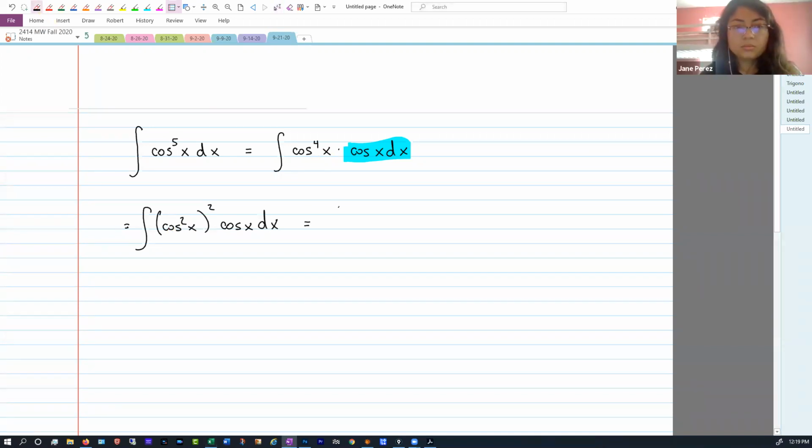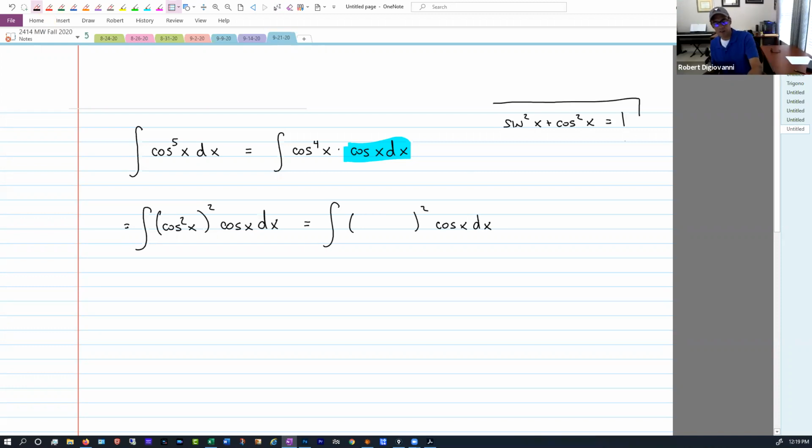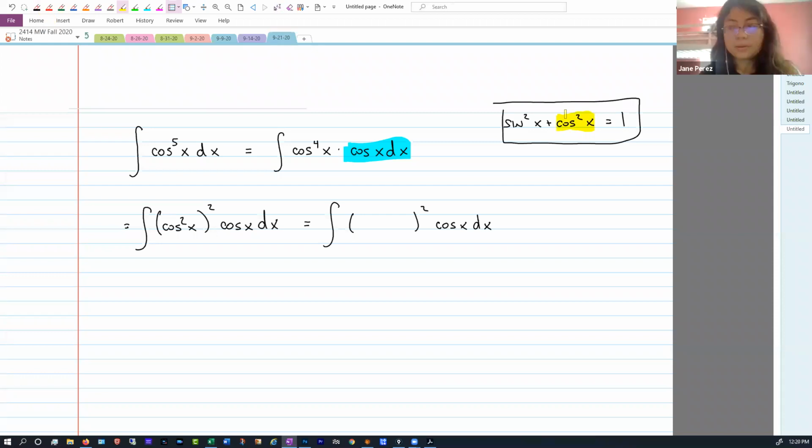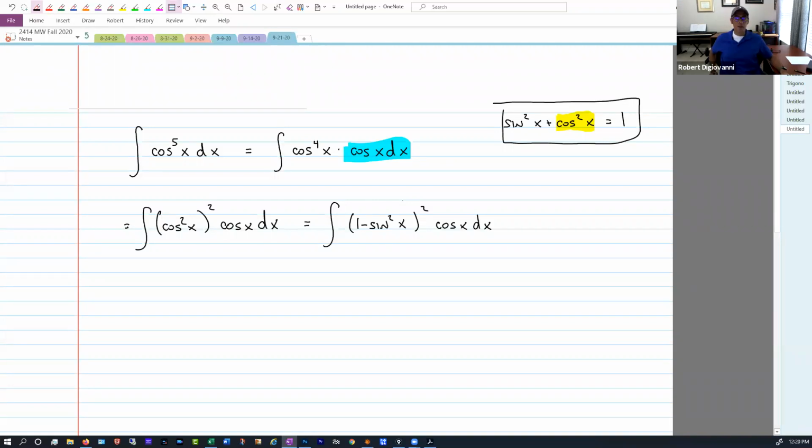Minus sine. We're using the Pythagorean identity, right? We want to rewrite cosine squared. So solve for cosine squared by moving the sine squared to the other side, right? Which would become 1 minus sine squared. There you go, right, just like that, okay? Everyone see that?